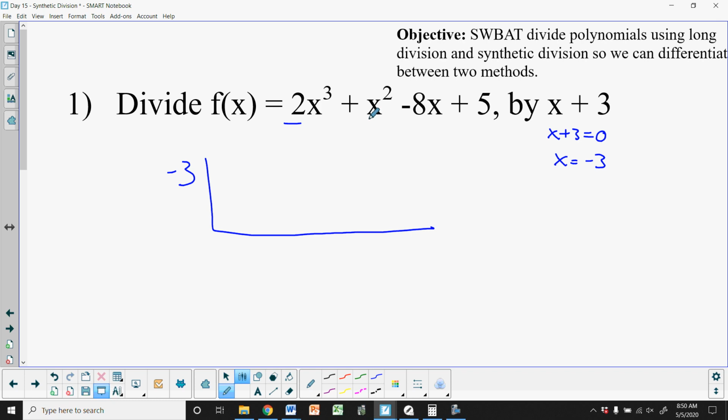Now we look at our coefficients here. So 2, 1, negative 8, and 5. So again, our process is, the first thing is we're going to bring down that number.